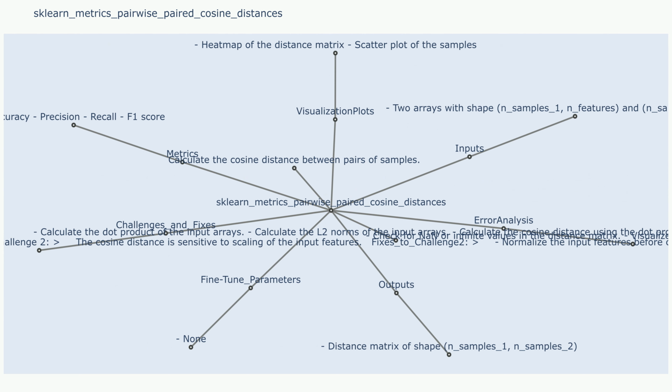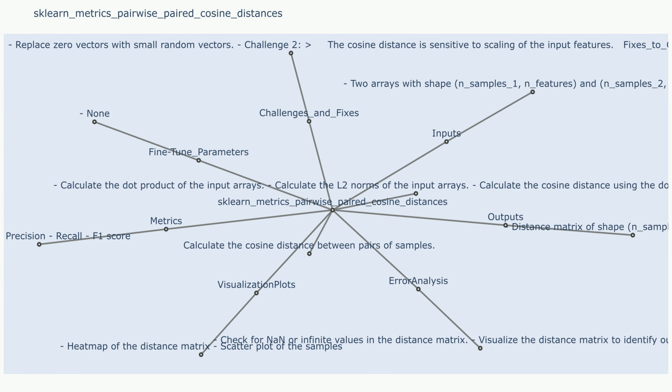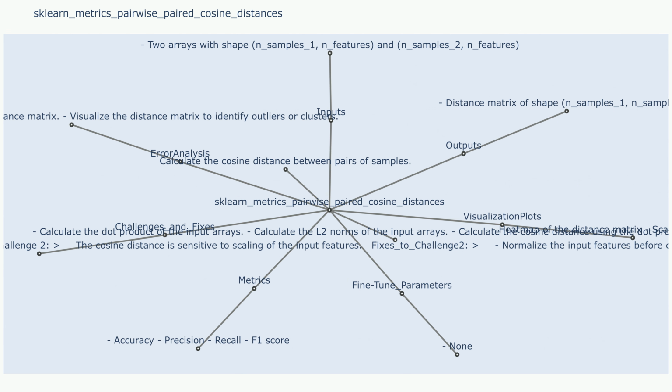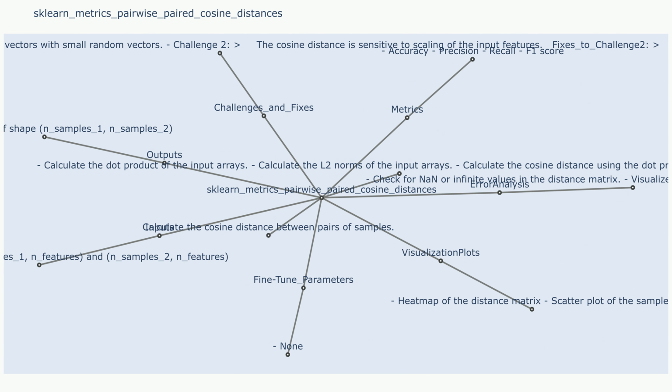Challenges and fixes. Challenge 1: handling NaN values. Sample use case that results in challenge 1: if either X or Y contains NaN values, the calculation of cosine distance will result in NaN values. Fixes to challenge 1: replace NaN values with 0 or a small value before calculating the cosine distance.